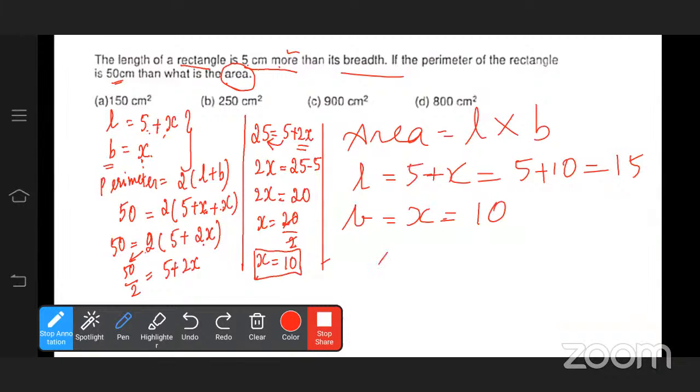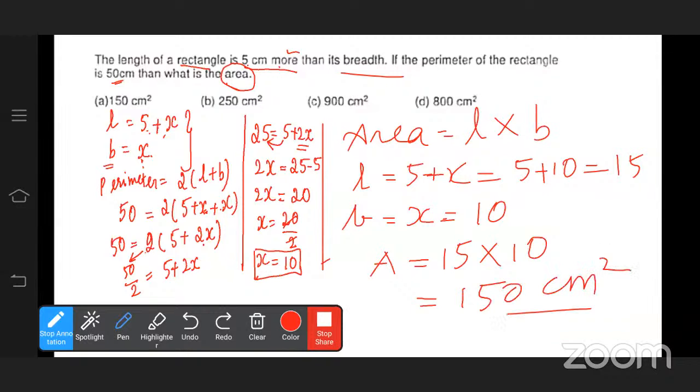Yes, ma'am. So now area equal to, what is the length? 15. What is the breadth? 10. 15 into 10 is equal to what? 150. 150 centimeters square. It is important. 150 centimeters square. Understand? Yes, ma'am.